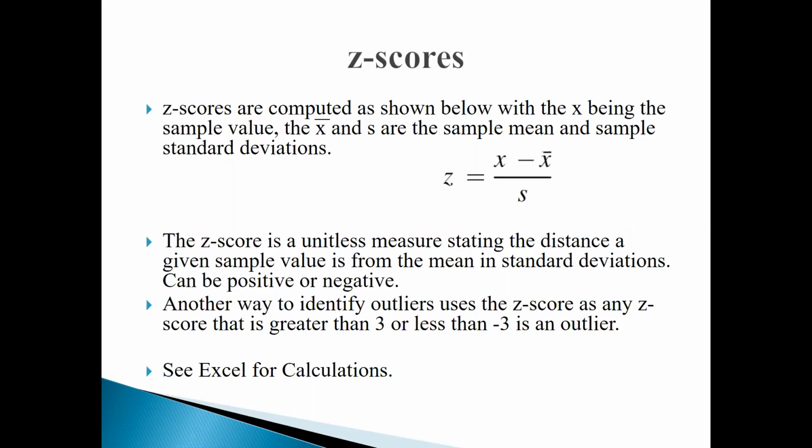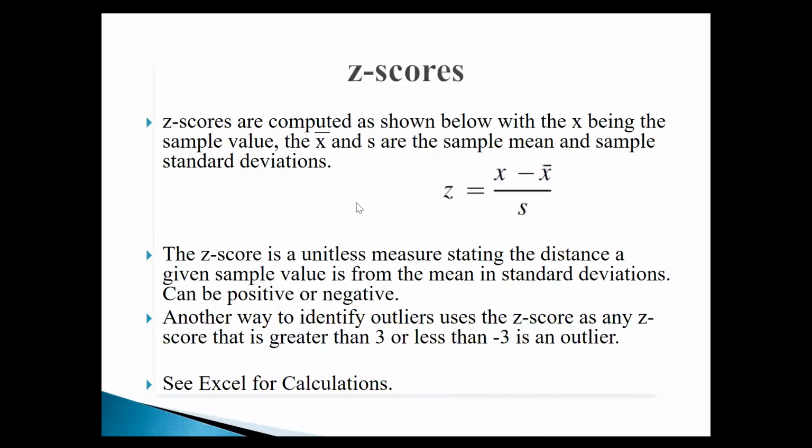So if you have a Z of, say, 1.5, that means your data value is 1.5 standard deviations above the mean because it's positive. If you had a Z-score of negative 0.2, that's going to be 0.2 standard deviations below the mean because it's negative. Now, when we found outliers in the box plots, that was the asterisk value. Now we can also find outliers using Z-scores, and any Z-score that's greater than 3 or less than negative 3 is going to be an outlier. So let's look and see how we can calculate outliers.